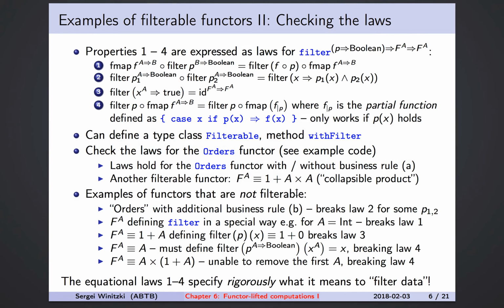So to summarize this, these laws 1 to 4, these are equational laws. In other words, these are equations for functions. They're not just some kind of vague descriptions of what we do with the code. These are actually mathematical equations for functions that can be proved to hold or not to hold. And these equations rigorously specify what it means to filter data in the container.